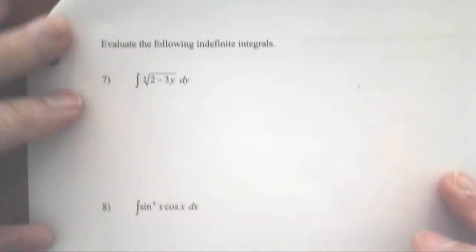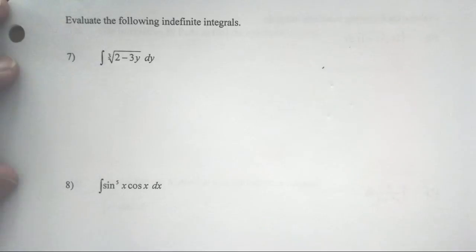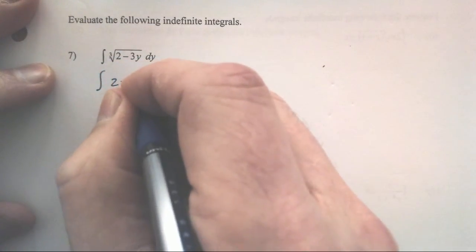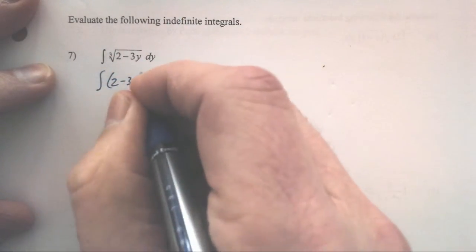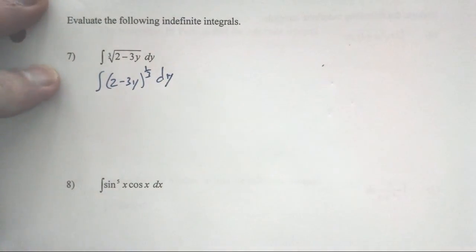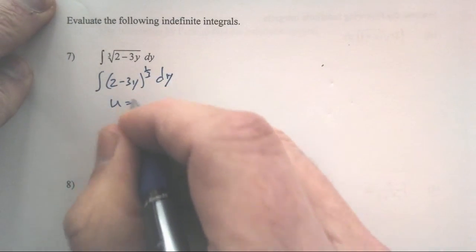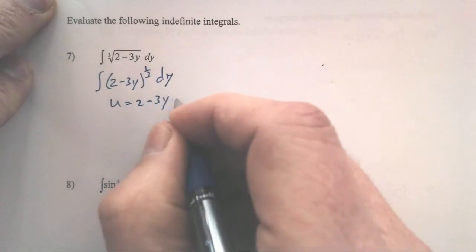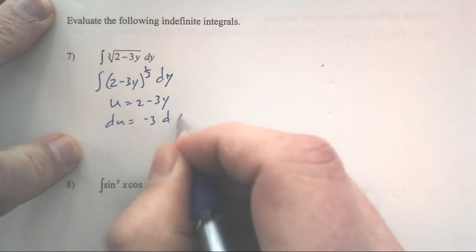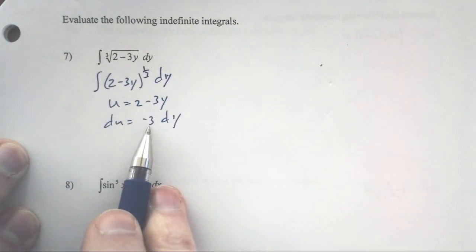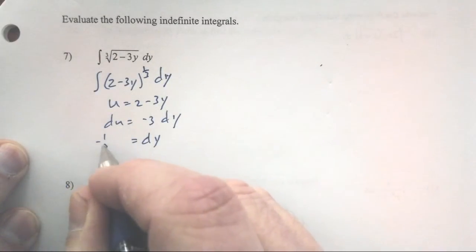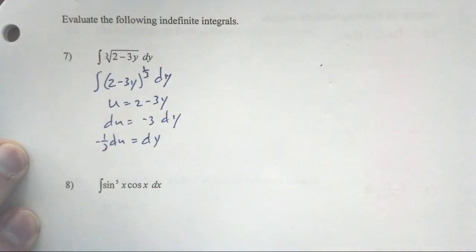Okay, let's continue on. Now we've got some indefinite integrals. So may want to look at this as 2 minus 3y to the 1/3 dy. At that point, I think I'm going to have u be 2 minus 3y, and then du would be negative 3 dy. I'm not crazy about the negative 3, so all I want is the dy is negative 1/3 du.